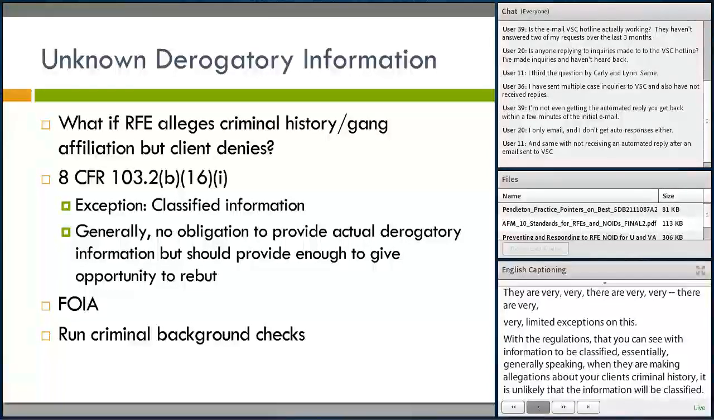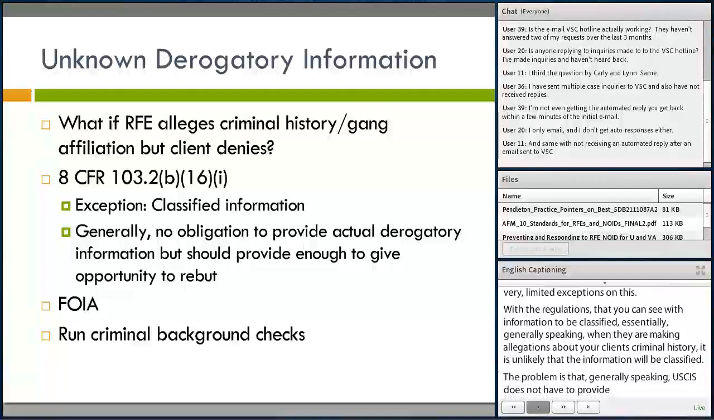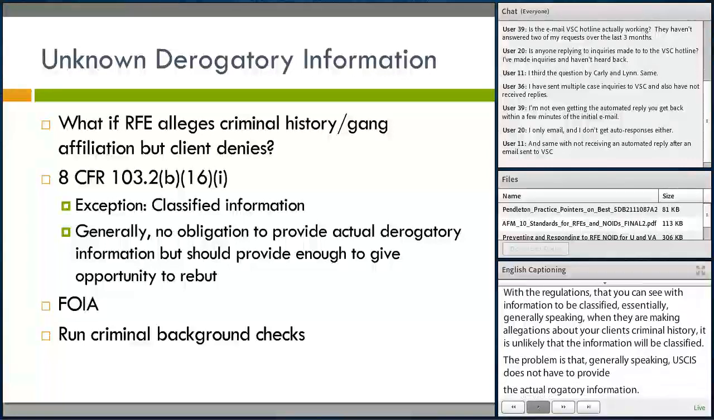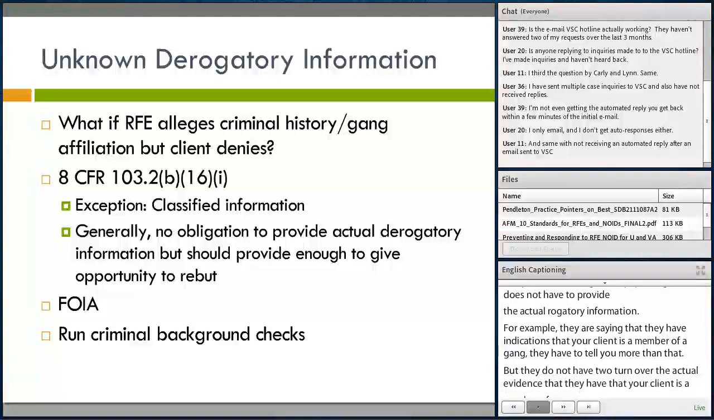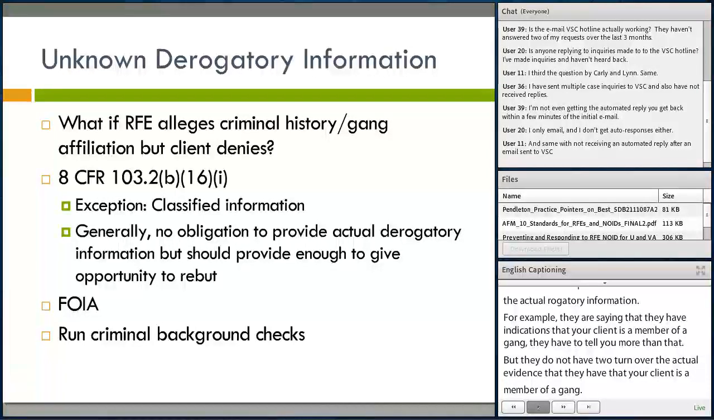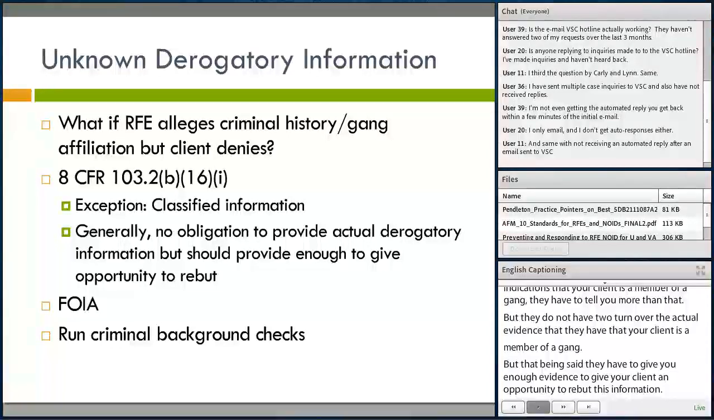The problem is that, generally speaking, USCIS doesn't have to provide the actual derogatory information. So, for example, if they're saying that they have indications that your client is a member of a gang, they have to tell you more than that, but they don't actually have to turn over the actual evidence that they have that your client is a member of a gang. But that said, they still have to give you enough evidence to give your client an opportunity to rebut this information. Right? So using this regulation is a useful tool when you're looking at this kind of problem with your RFEs.